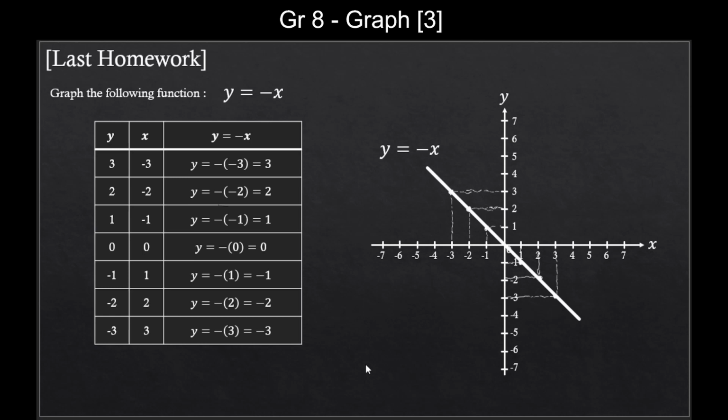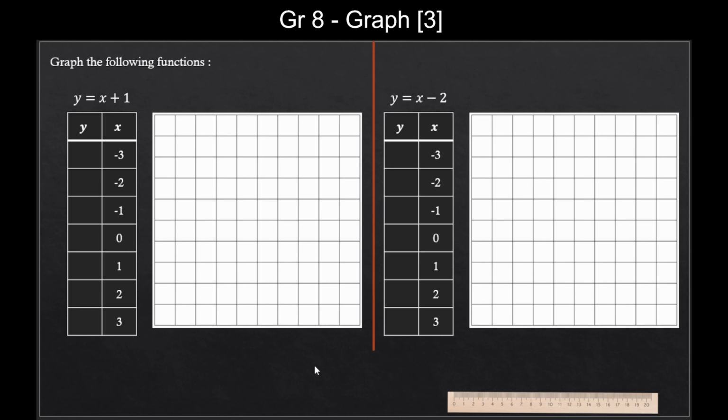Now let's learn the intercept. Graph the following functions. I have two different functions here. One is y equals x plus 1 and the other is y equals x minus 2. So the difference is plus 1 and minus 2 that's coming after x.